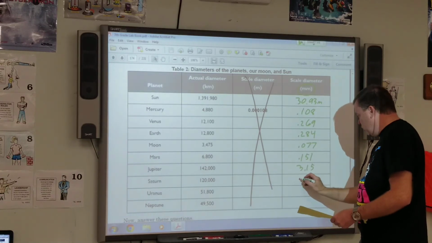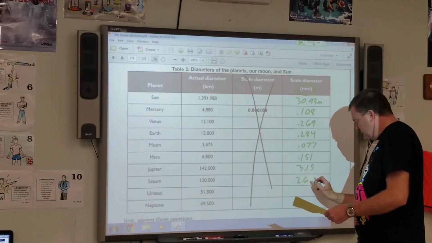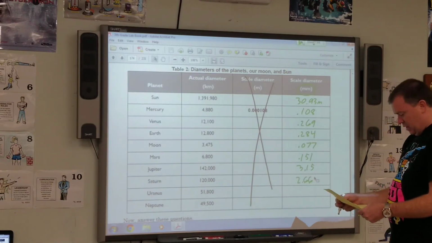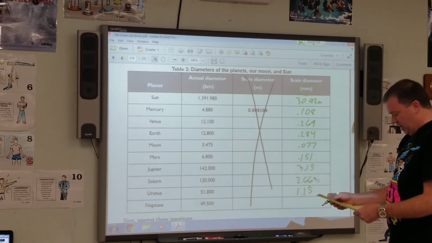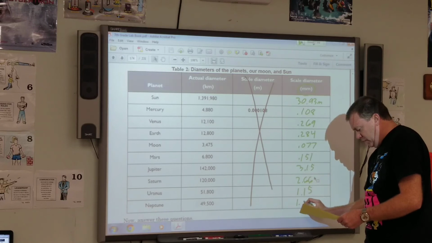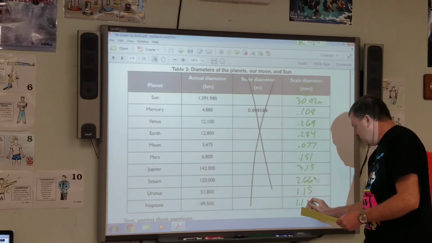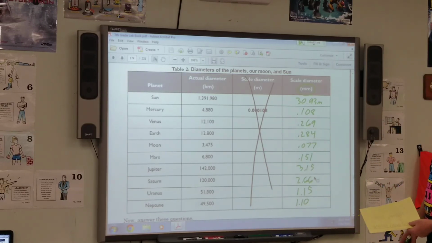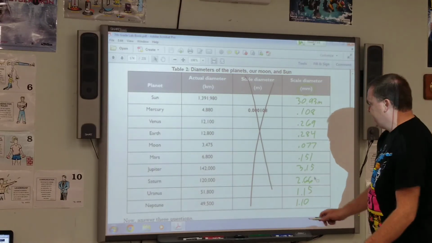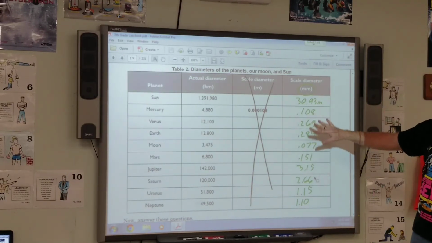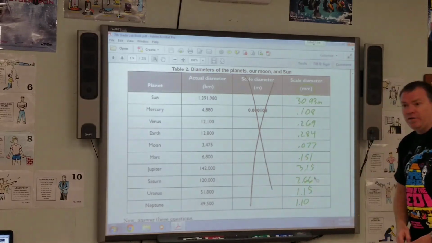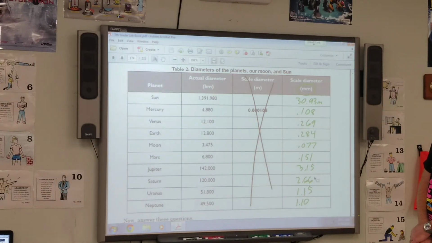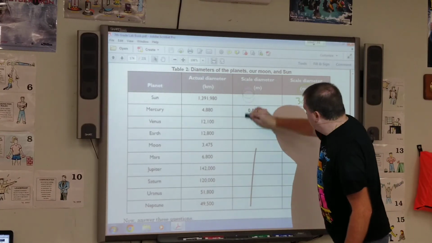Saturn becomes 2.66. Uranus is 1.15. And Neptune is 1.10. That's doing some rounding and stuff there, obviously. So you can fill these out in your chart as well. So give me a second to do that. You can pause. And I'm going to erase.